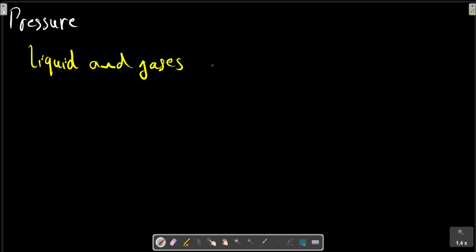Pressure. When dealing with liquid and gases, we ordinarily speak of pressure. For solid, we speak of stresses. Pressure, and for solids, we say stresses.